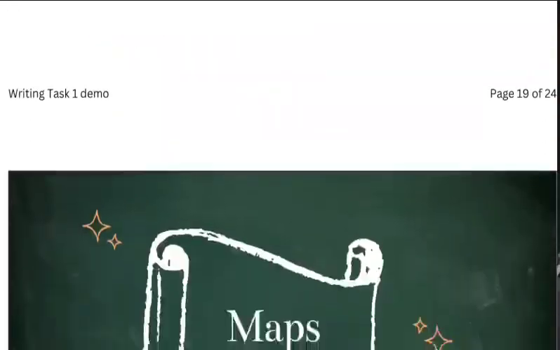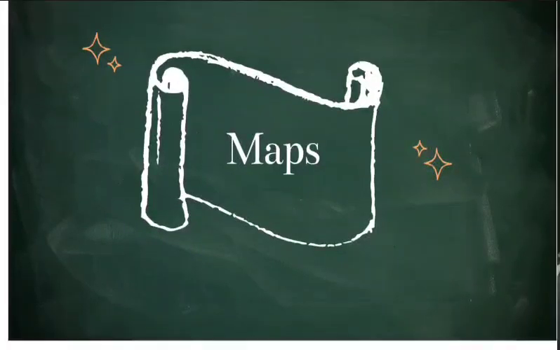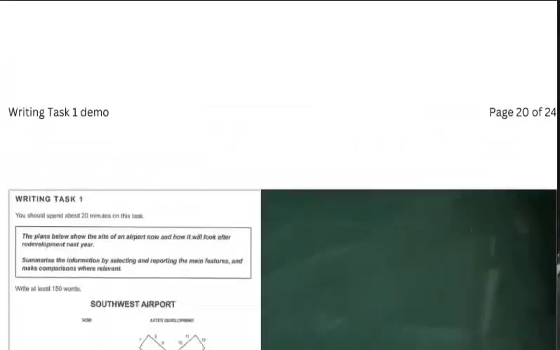But first, usually the most difficult part that students stumble upon would be the maps. Maps have notoriously been a stumbling block for most students because of, of course, directions. Directional and positional elements.